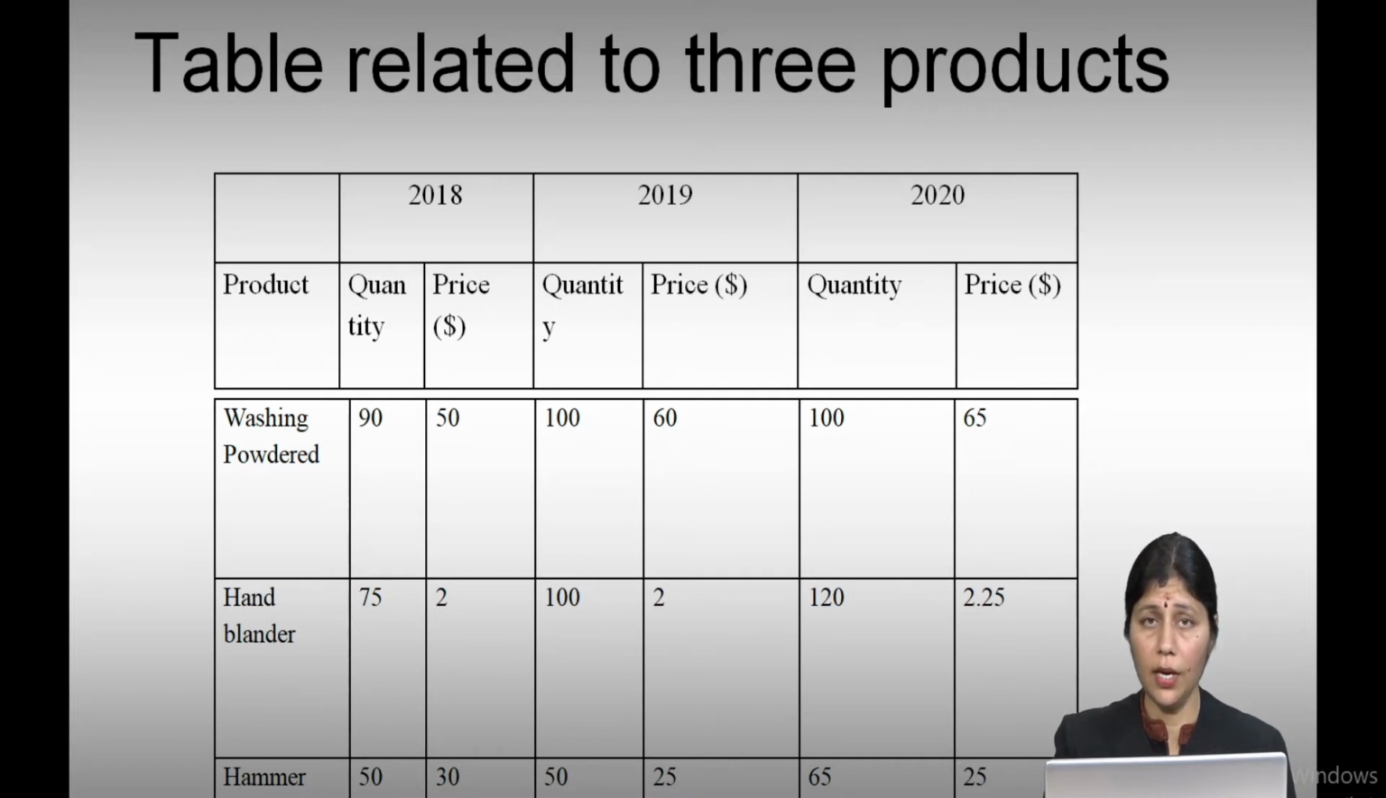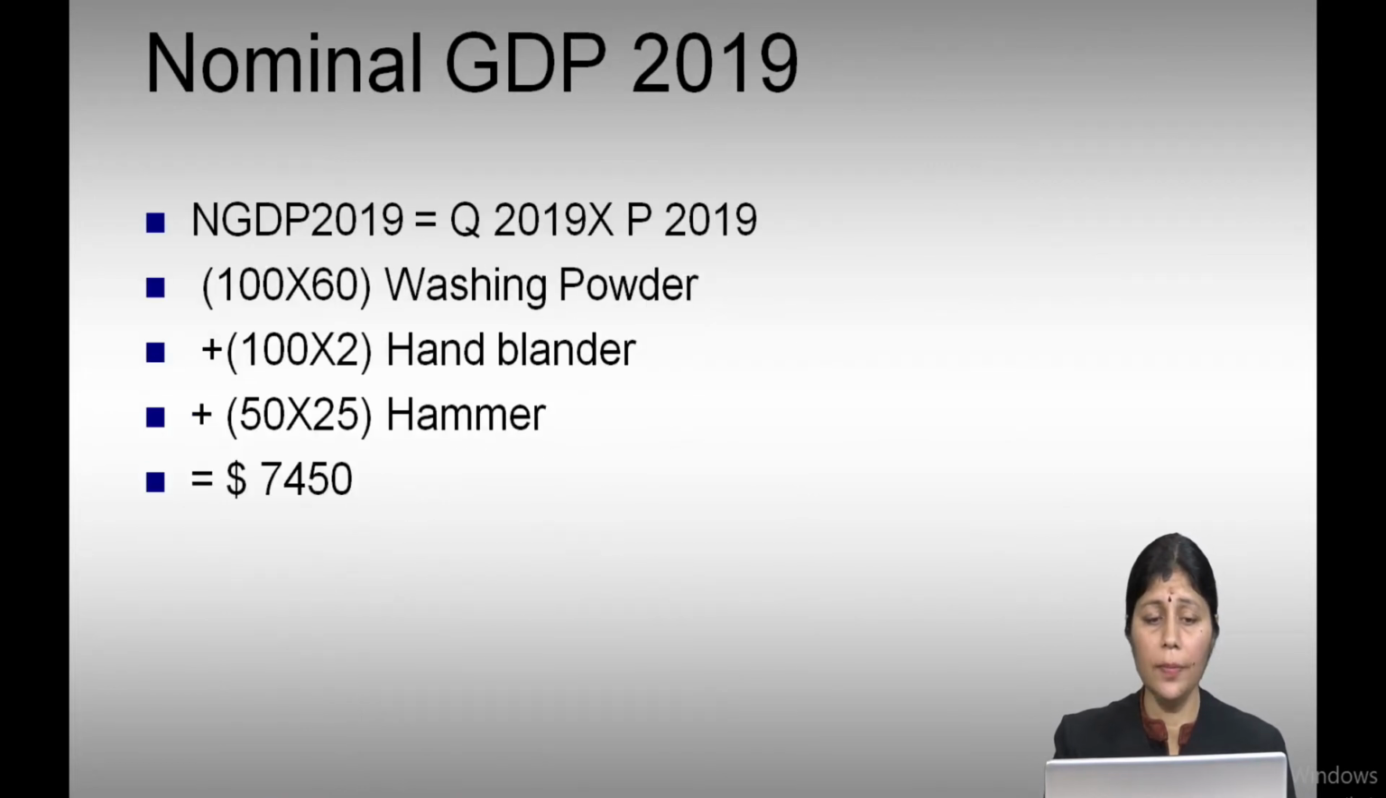When you compare 2018 and 2019, in 2018 the price of washing powder was 50, and in 2019 the washing powder price is 60. So there is a change in the price of washing powder in respect of different years. Accordingly, washing powder, hand blender and hammer have all changed in their prices in 2019. Now come to the next slide.